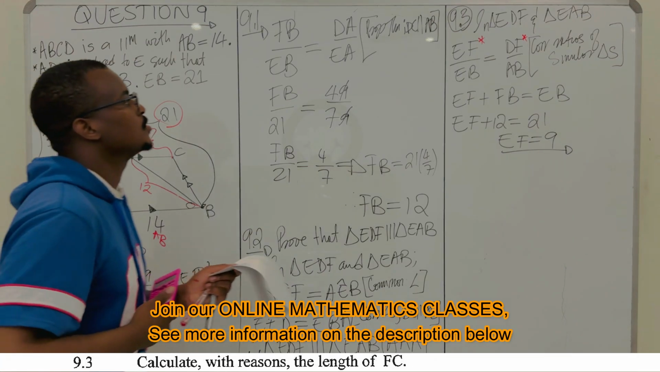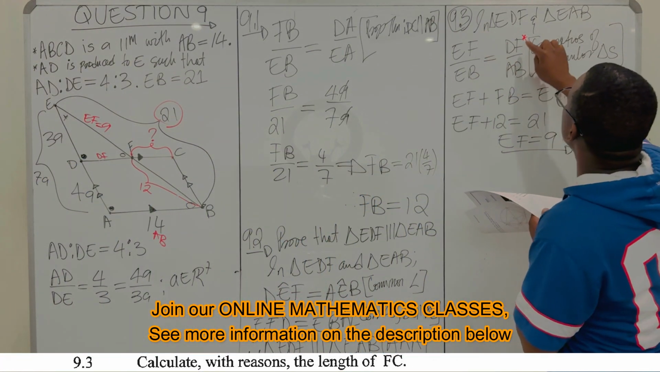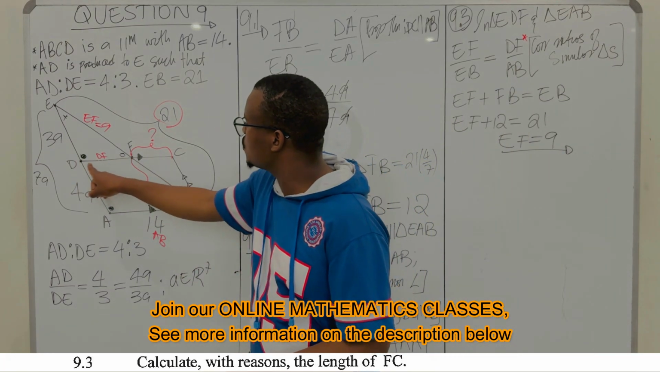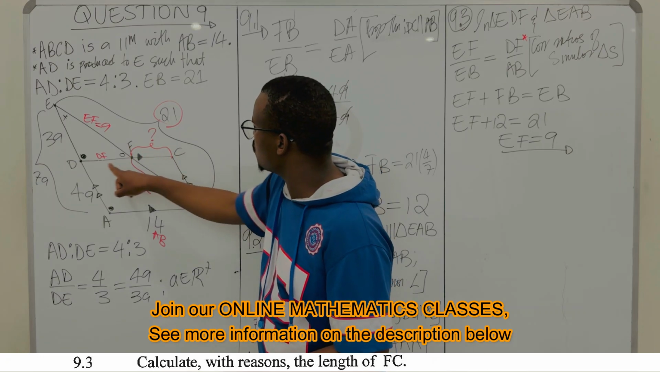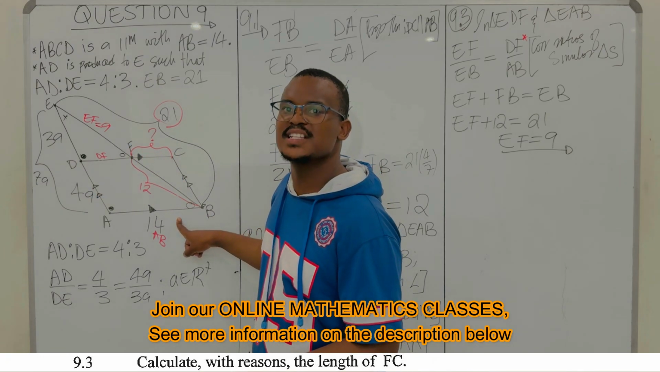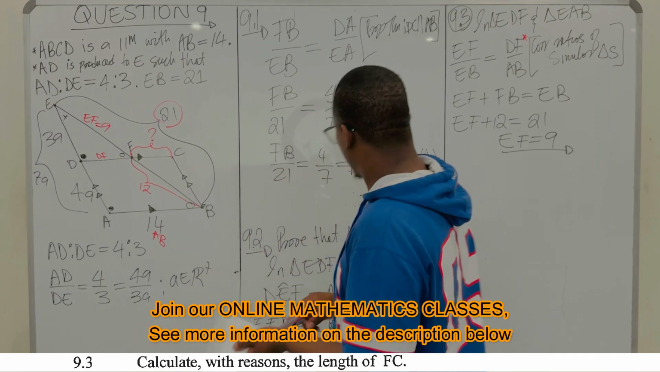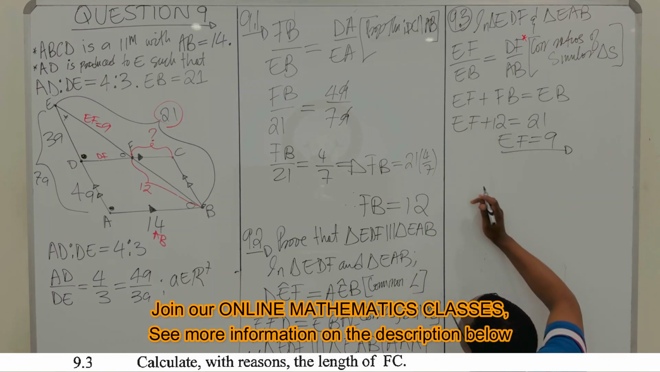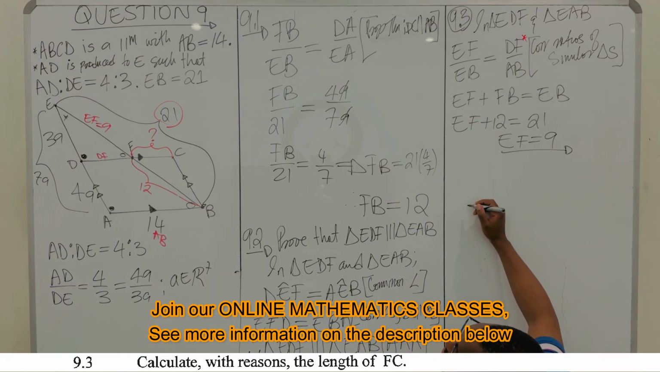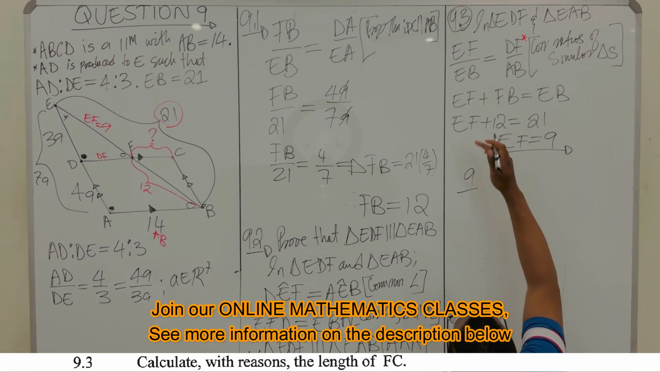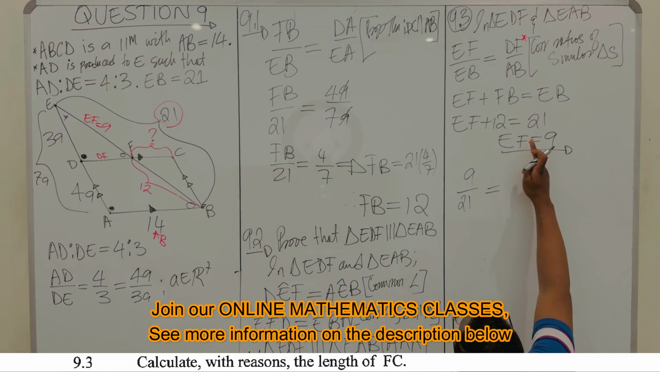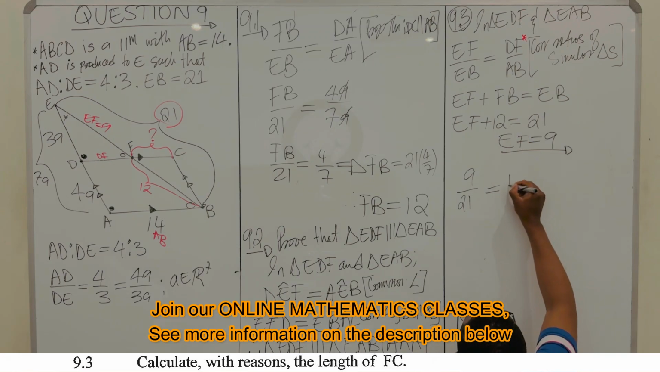Which means in this formula, we only miss DF, which is what we're trying to find anyway. Once we know this length, we'll be able to find FC, because we know that DC as a whole is equal to AB, since these are opposite sides of a parallelogram. So let's go to this ratio. Our EF is 9 units divided by EB, which is 21, equal to DF, which is what we're trying to find, over AB, which is 14.